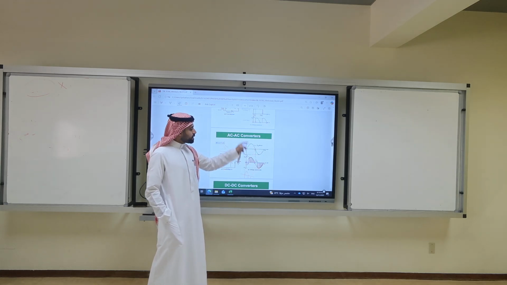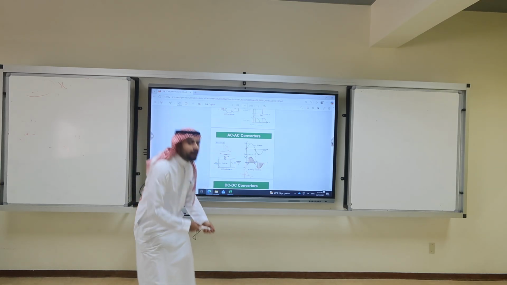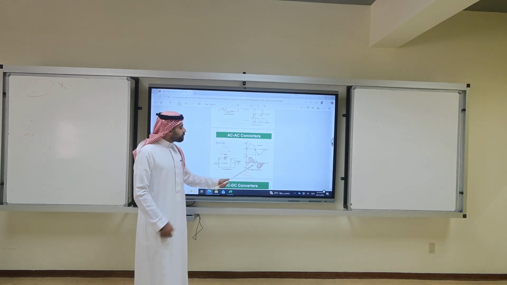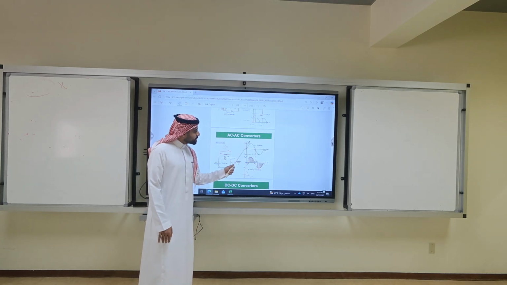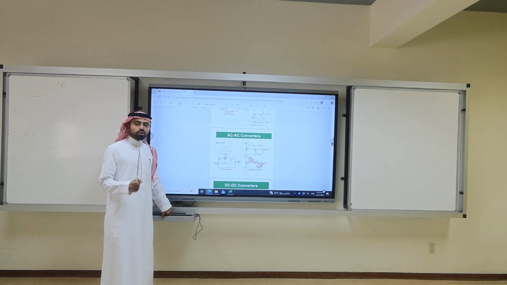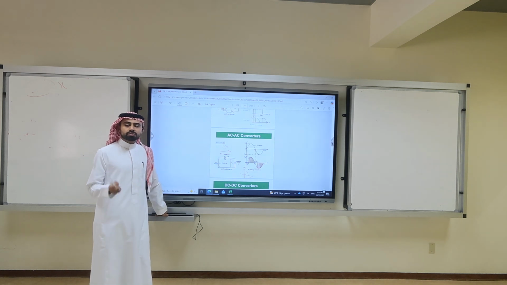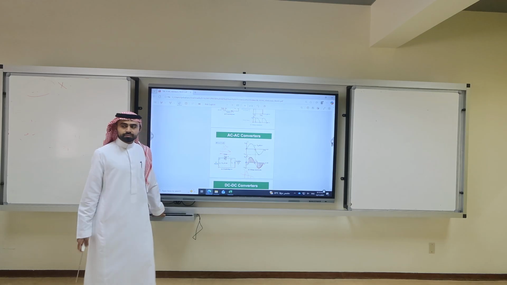But this is AC to AC. We still keep the AC. The only thing is we change the power of the signal. Not the full sinusoid is taken, only chopped, and the other part is chopped. This is in the triac. Key important information about the triac is it's bidirectional. The current flows this way and this way, and it will not block in negative.